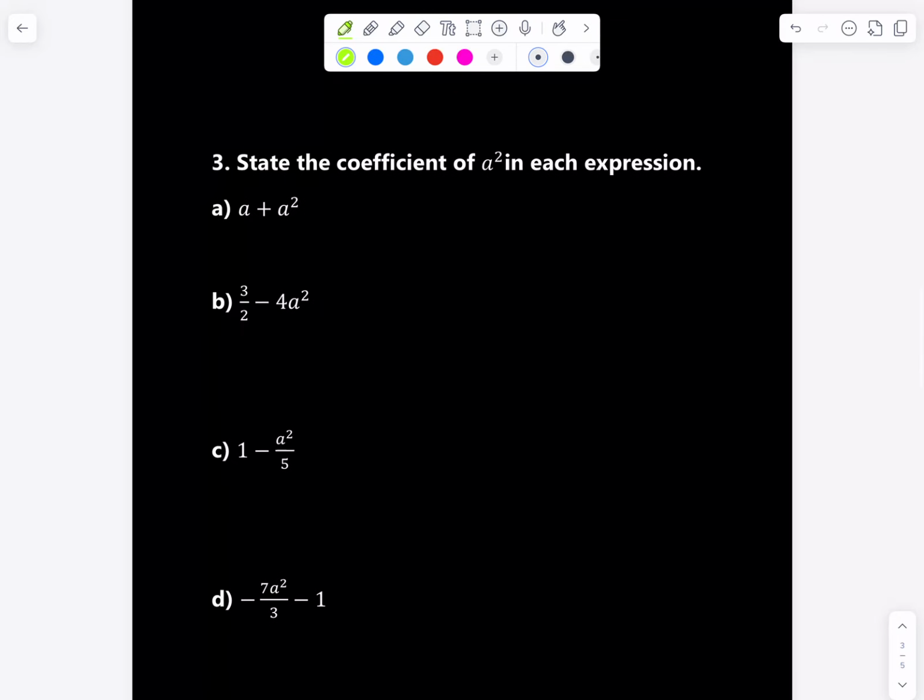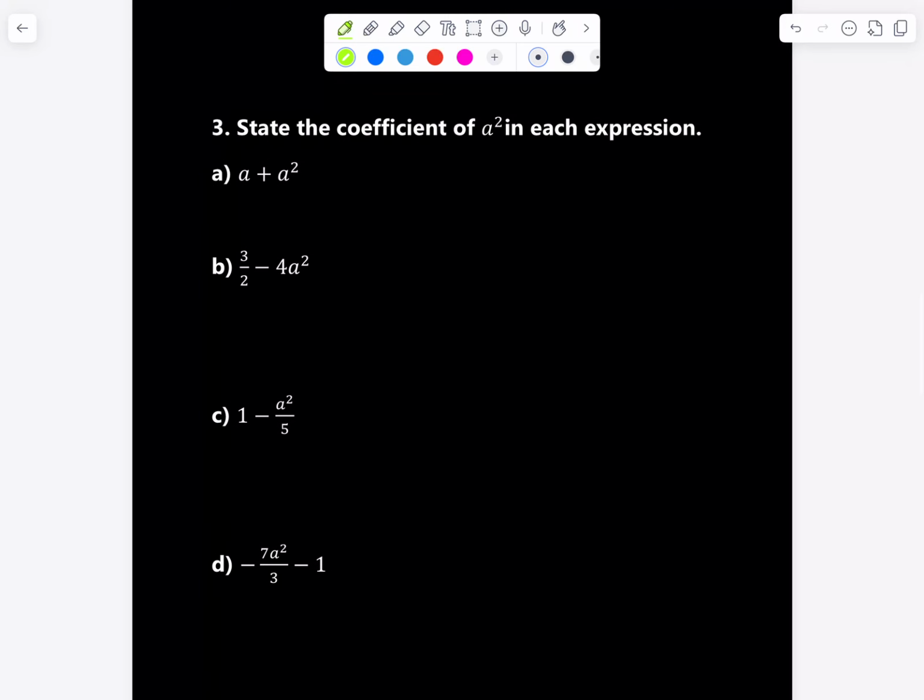Question 3. Okay, we've talked about what coefficients are, and we've also talked about expressions. So this one we should be able to do. It's a bit tricky. Let's do it together. State the coefficient of a squared in each of these expressions. What we want to do is look at what's in front of the a squared. In this case, you'll see that there is not a number in front of the a squared. That means there is a 1, because 1 multiplied by a squared is just a squared, and that's why we don't write 1 in algebra. So the coefficient of a squared in this question is 1.